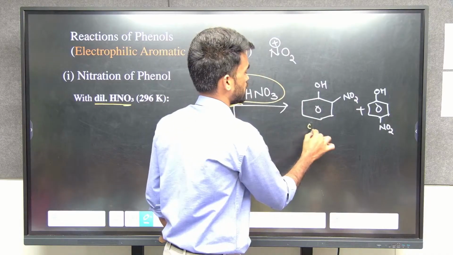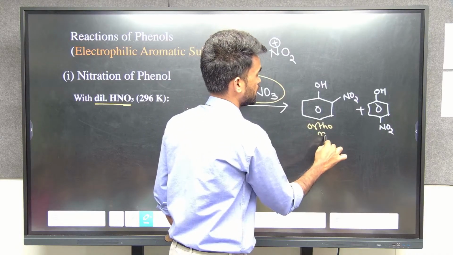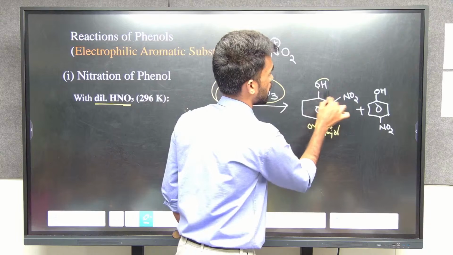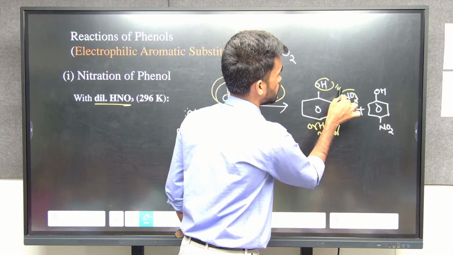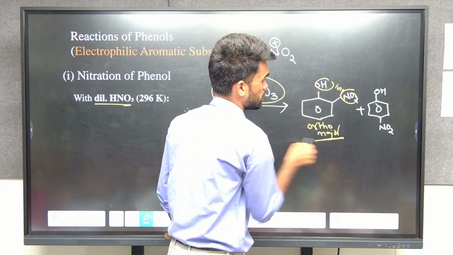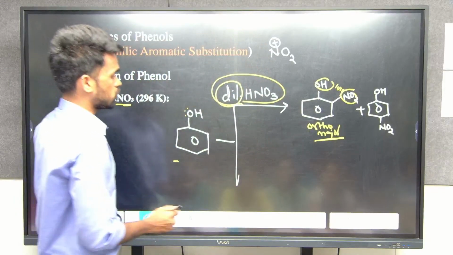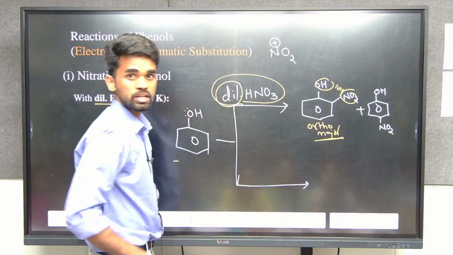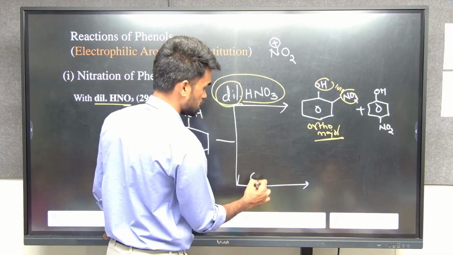Now they will ask you which is the major product here. Ortho product will be major. Why? Because the OH group and the NO2 group have intramolecular hydrogen bonding. Due to this stabilizing factor, the ortho product is major. Okay.